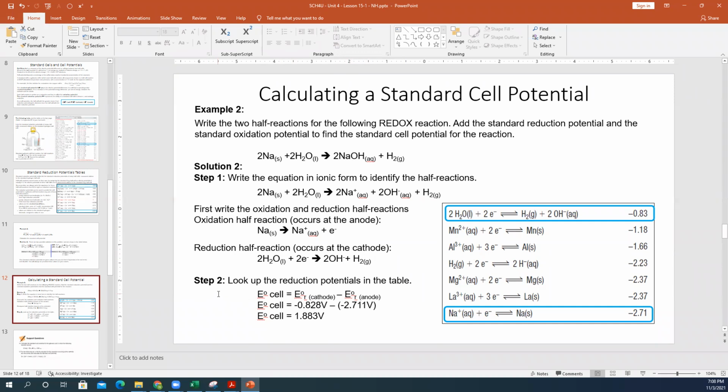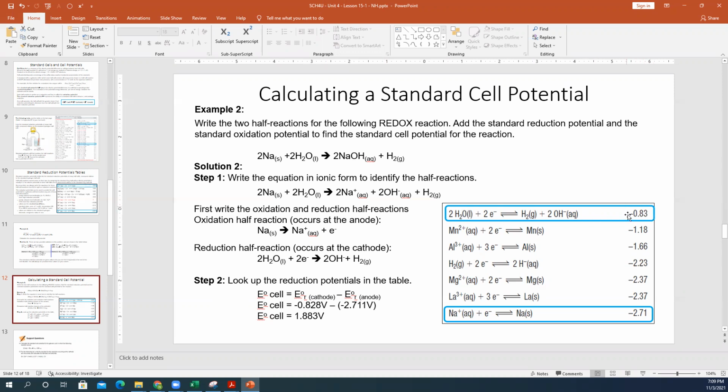Now in step 2, we have to look up these reduction potentials from the table. The standard cell potential for the reaction is equal to the standard cell potential for the reaction happening at the cathode minus the standard cell potential of the reaction happening at the anode. So cathode minus anode. So we look it up. What do we have happening at the cathode? At the cathode, it's this water reaction. So we find this half reaction on the table and boom, there it is.